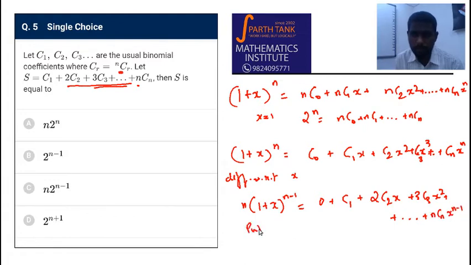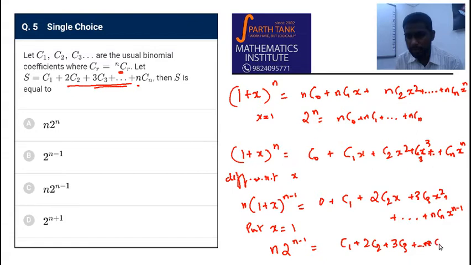Now you put x equal to 1. And what do you get? N into 2 raised to n minus 1 is C1 plus 2C2 plus 3C3 up to NCN. Okay, so the answer is n into 2 raised to n minus 1. Very simple question. Starting from this, you guess that you have to differentiate it.